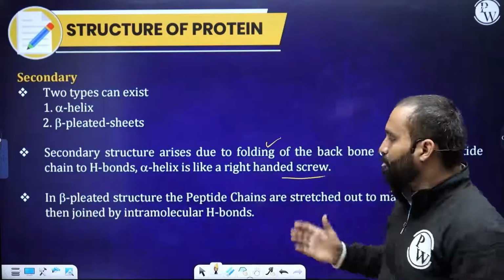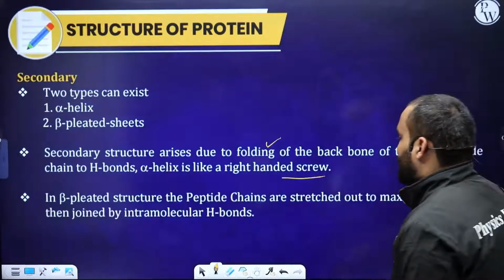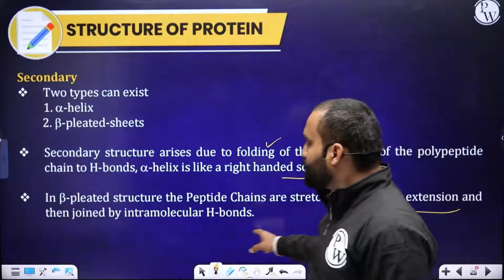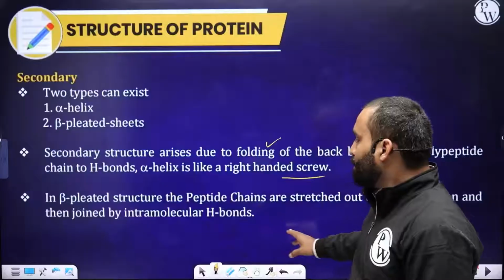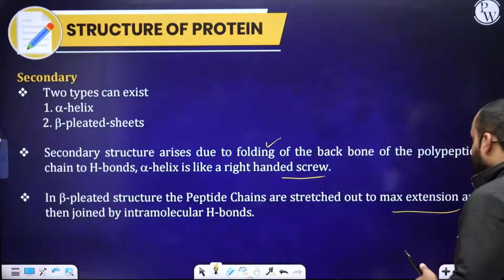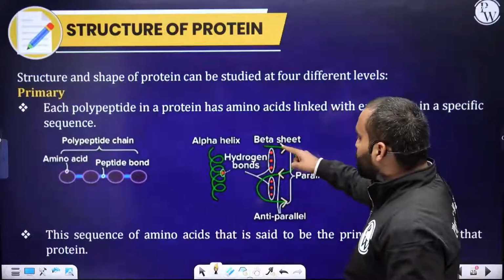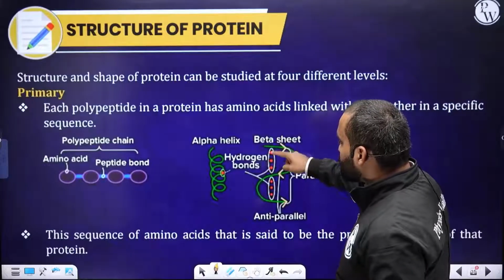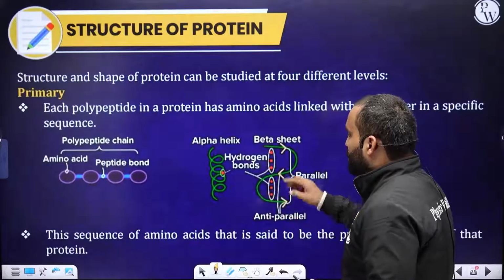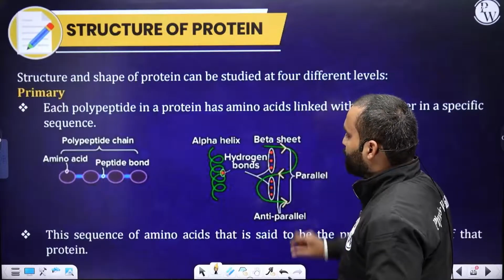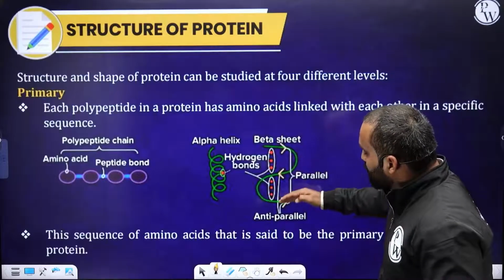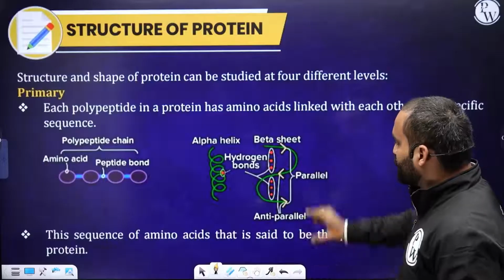Right-handed screw structure. And in beta pleated structure, peptide chains are stretched out to the maximum extension and then joined via intramolecular hydrogen bonds. Within the same chain, I'll show you the structure once again. Here again, beta sheet, they have got intramolecular hydrogen bonding. This is the structure. So they go via maximum extension, then they start folding. So they are parallel, one after another. This is a parallel one.